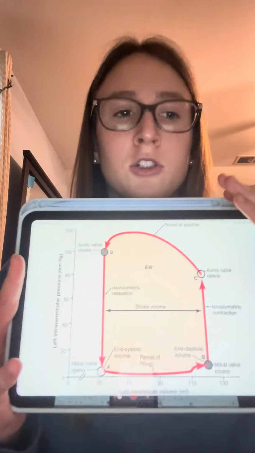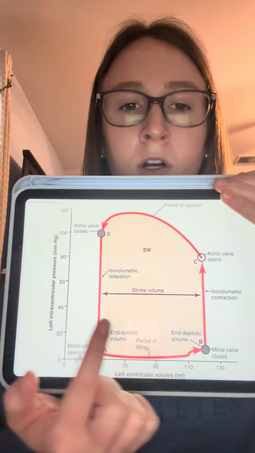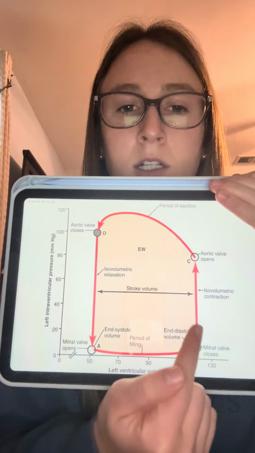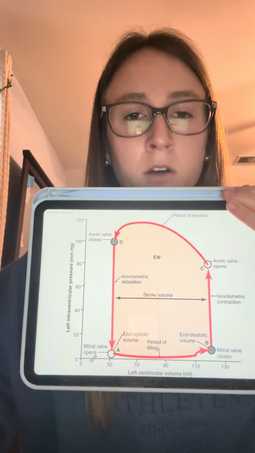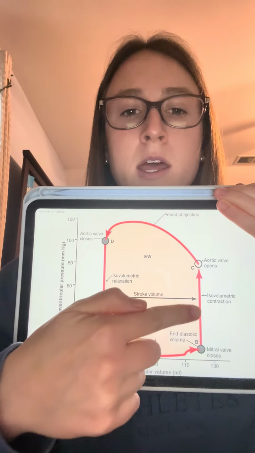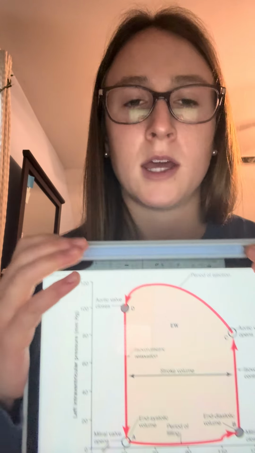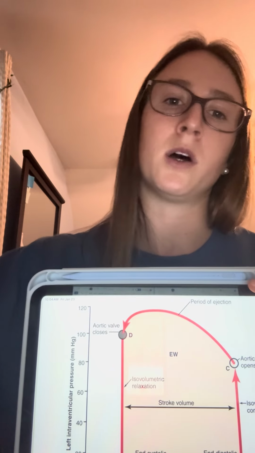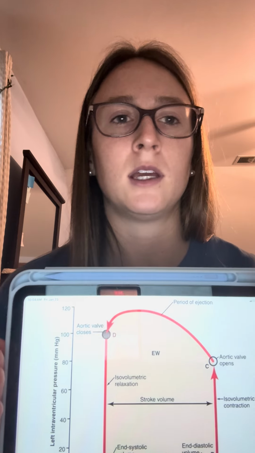So stroke volume, we can get that by looking at this graph. So stroke volume is your end diastolic volume, so your max volume after relaxation, minus your volume after contraction, and that will give you your stroke volume, how much blood was pumped out of the heart. This helps us to understand preload, afterload, and contractility and how they affect cardiac function.